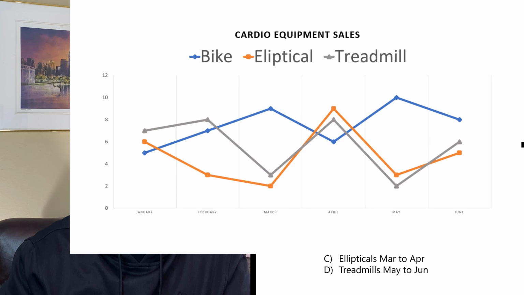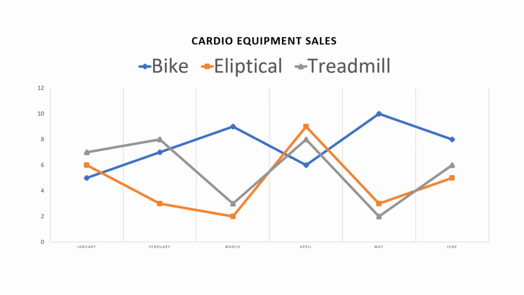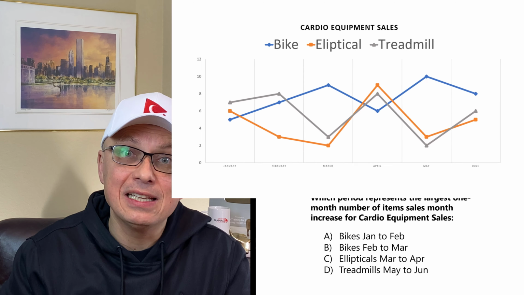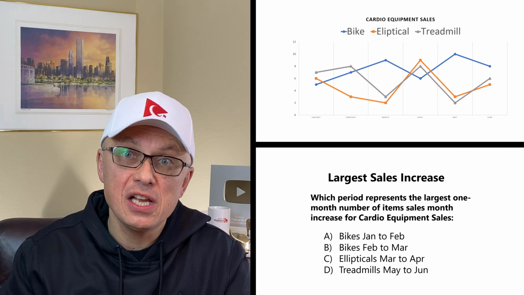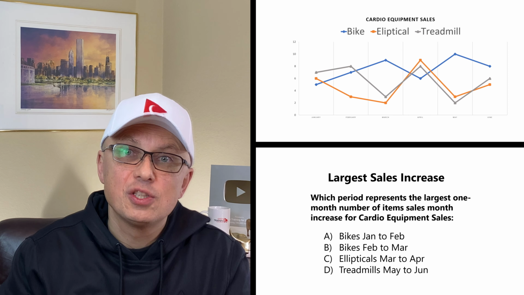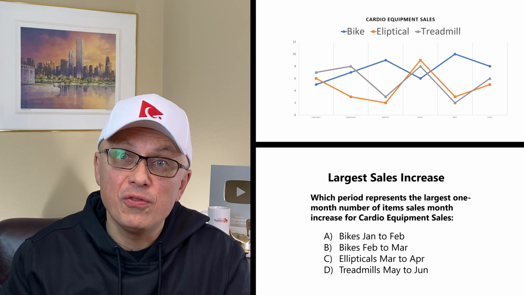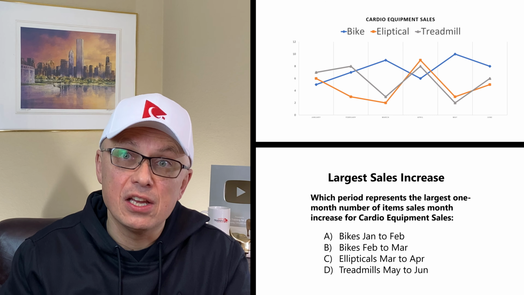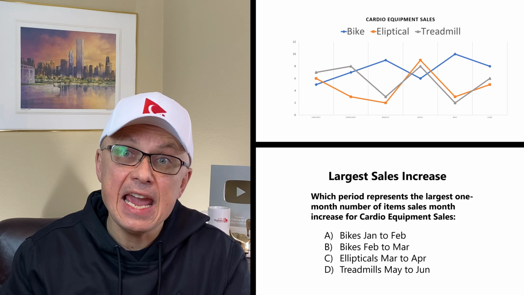To answer this question, we need to look at the graph closely. For each data point on the graph, we need to determine the actual value. And once we have all the numbers, we need to answer the question by looking at the differences in equipment sales from month to month. Specifically, in this case, you need to evaluate 4 different choices that are represented by answers A through D.